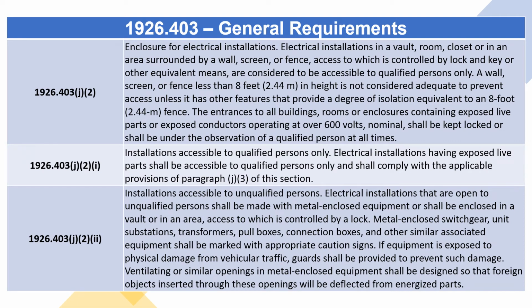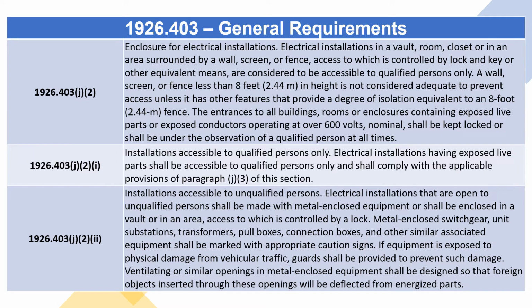1926.403(j)(2) Enclosure for electrical installations. Electrical installations in a vault, room, closet, or in an area surrounded by a wall, screen, or fence, access to which is controlled by lock and key or other equivalent means, are considered to be accessible to qualified persons only. A wall, screen, or fence less than 8 feet (2.44 meters) in height is not considered adequate to prevent access unless it has other features that provide a degree of isolation equivalent to an 8-foot (2.44 m) fence.